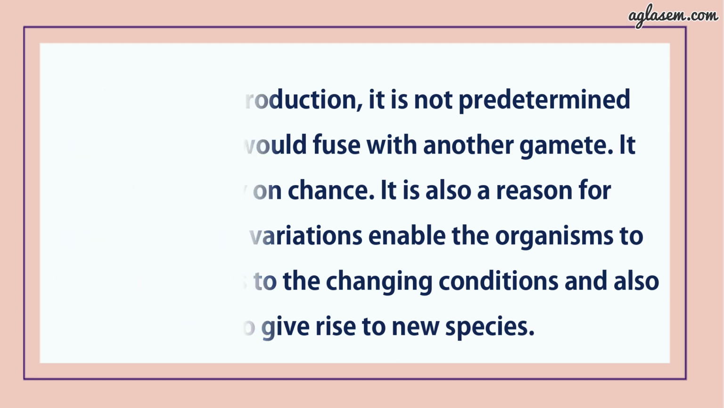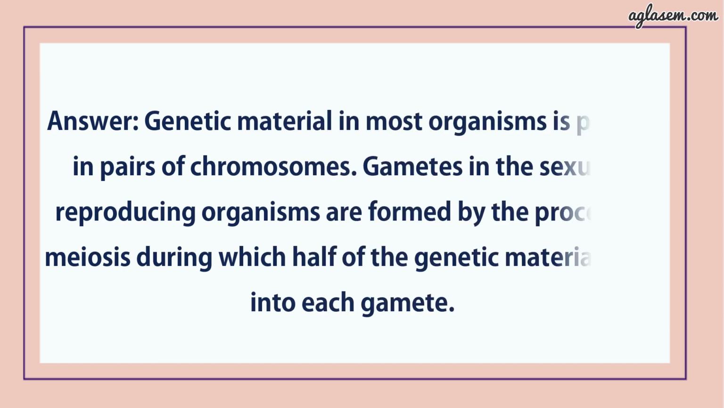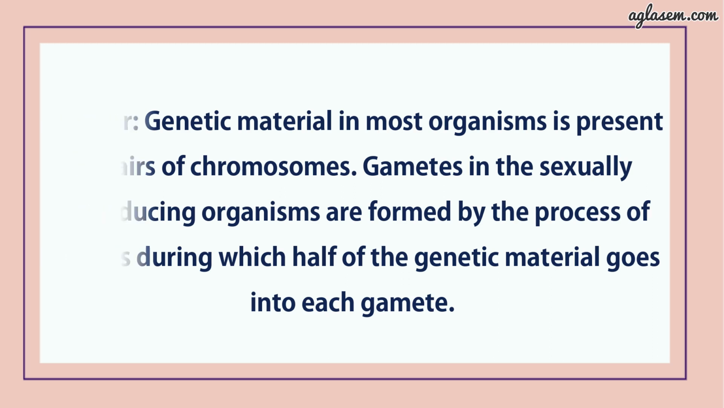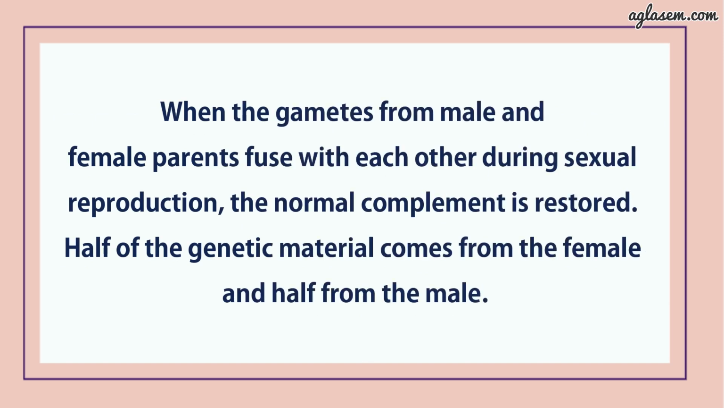These variations enable the organisms to adapt themselves to changing conditions and also help to give rise to new species. Further, question number 11 says, how is equal genetic contribution of male and female parents ensured in the progeny? So the answer is, genetic material in most organisms is present in pairs of chromosomes. Gametes in sexually reproducing organisms are formed by the process of meiosis, during which half of the genetic material goes into each gamete. When the gametes from male and female parents fuse with each other during sexual reproduction, the normal complement is restored. Half of the genetic material comes from the female and half from the male.